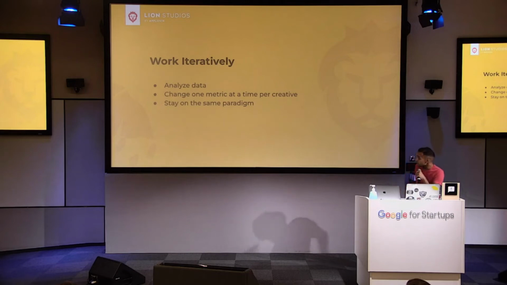Third point of the process is we work iteratively. As I said, we analyze the data, and regarding those data, we make iterations. Those iterations, we only change one metric at a time. We never change different metrics, otherwise we will never know what is working and what is not working. For instance, if we check the brutal fighter example, if we change the characters, the environment, and we add a new mechanic at the same time for the same creative, we will have no idea if it's the environment, the mechanic, or the character that had an impact.